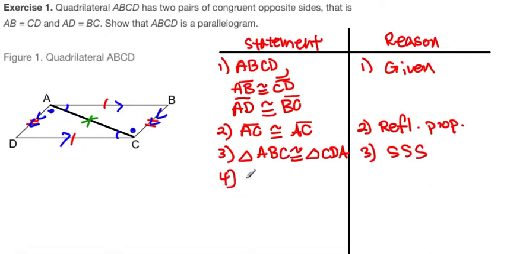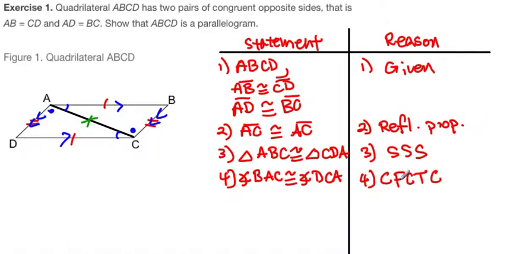Now, after showing that these two triangles are congruent, we get to realize that angle BAC is congruent to angle DCA. And then the reasoning would be corresponding parts between congruent triangles must be congruent. Just to write it in a simpler manner, we're going to write down CPCTC: corresponding parts in congruent triangles are congruent.